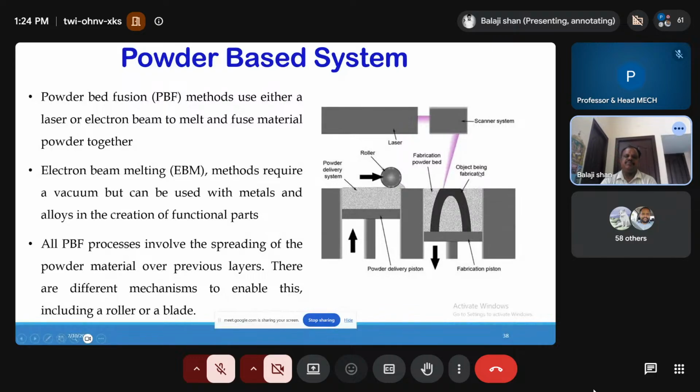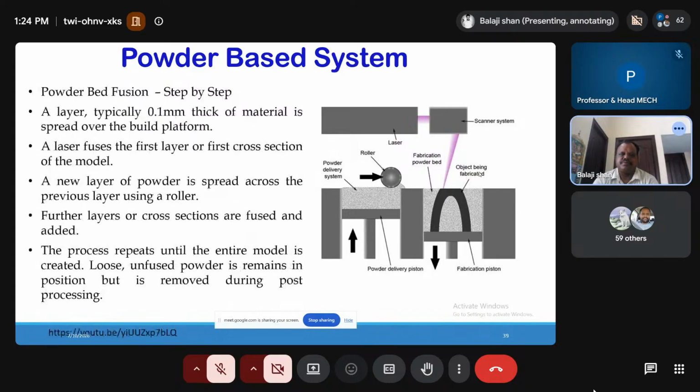Once the layer is completed, the powder delivery system should spread the powder above the cured layer area. The electron beam melting method requires a vacuum, but can be used with metals and alloys in the creation of functional parts. All powder bed processes involve spreading the powder material over the previous layers. There are different mechanisms to enable this, including the roller or blades. A layer is typically 0.1 mm thick of material spread over the build platform.